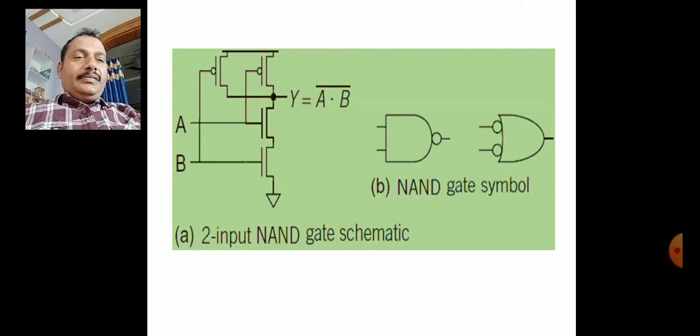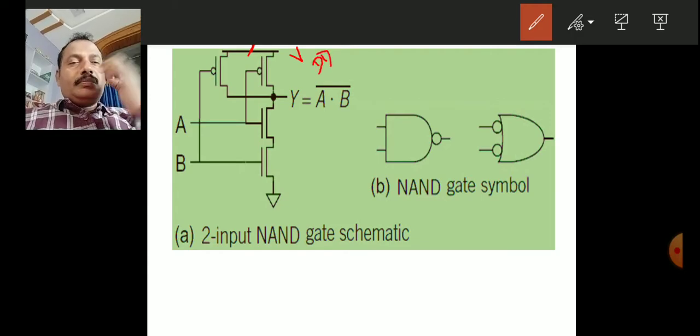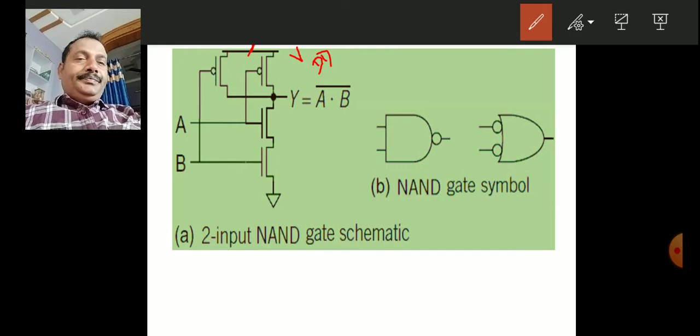This is the two-input NAND gate schematic we have taken. Here we have to connect VDD. This is the VDD point. So this is the symbol of the NAND gate, and a bubbled-input OR gate is also equivalent to the NAND gate. Now observe the circuit here.